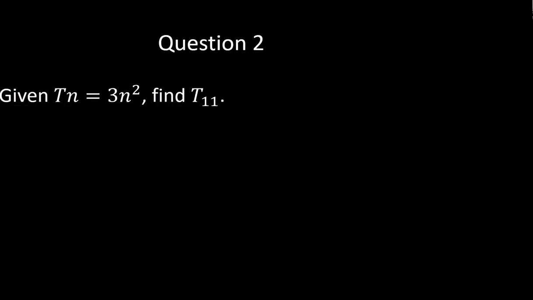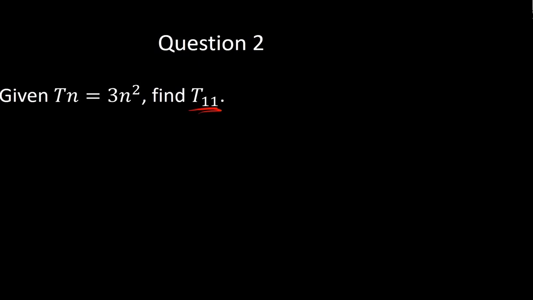All right, let's have a look at question 2. We are given the general term in this case. We've got that Tn is equal to 3n squared, and we need to find term 11. So we need to find the value of the term in position 11. That's what this means, all right?